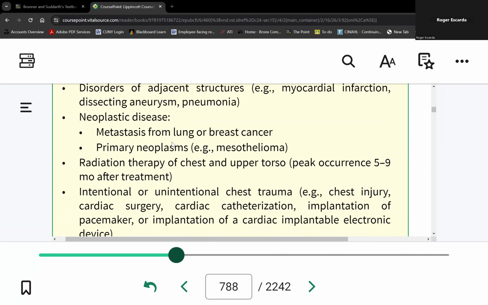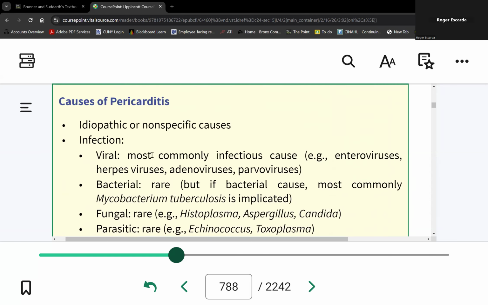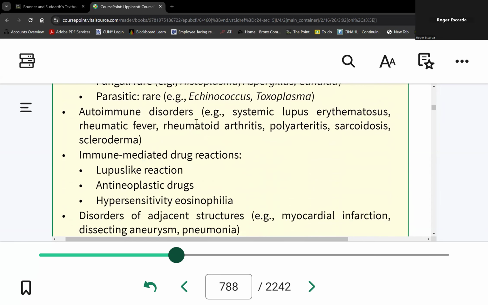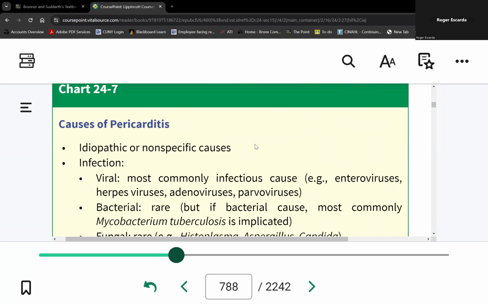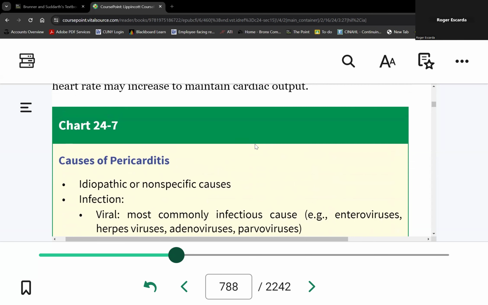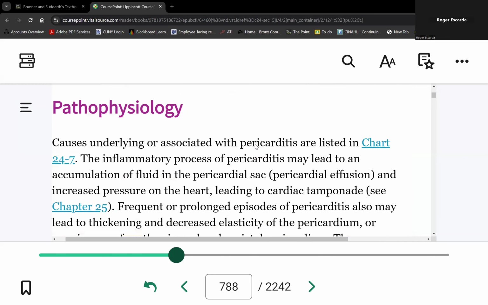So again, the 4 most common causes of pericarditis are what again? Infectious. Second is lupus. Third, acute MI. And then if it occurs 2 weeks after the MI, we call it Dressler syndrome. Okay, so those are the 4 most common. So what happens when the sac surrounding the heart gets inflamed or when you get pericarditis? This is what's going to happen.